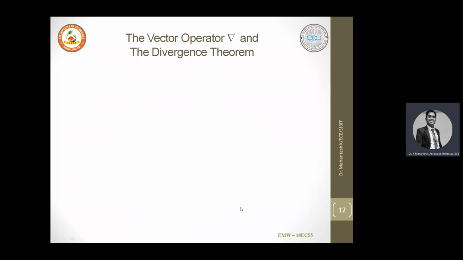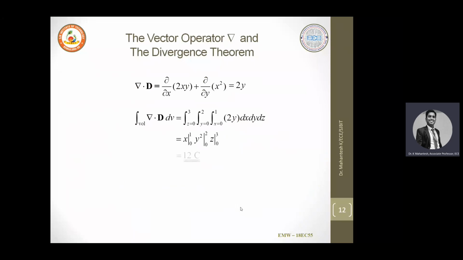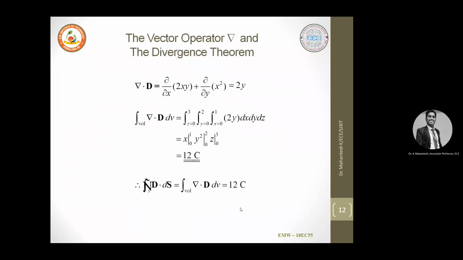With respect to the right hand side, that is the volume integral of divergence of D, it gives us 12 coulombs. Hence LHS is equal to RHS, and hence we have proved the divergence theorem. That means the surface integral of any given vector over a closed surface is equal to the volume integral of the divergence of that vector under that particular volume.